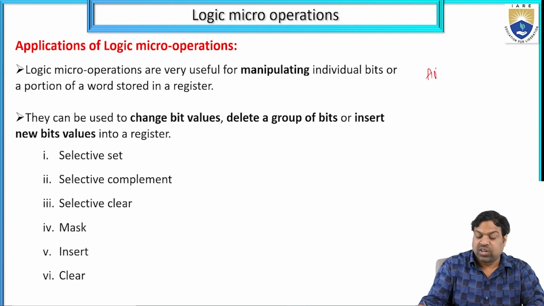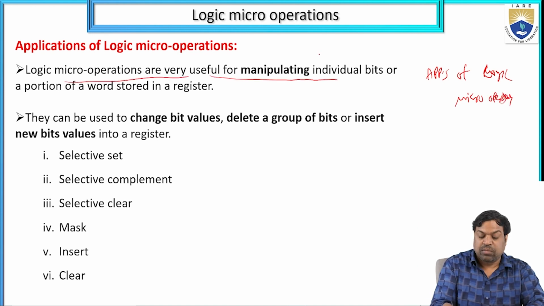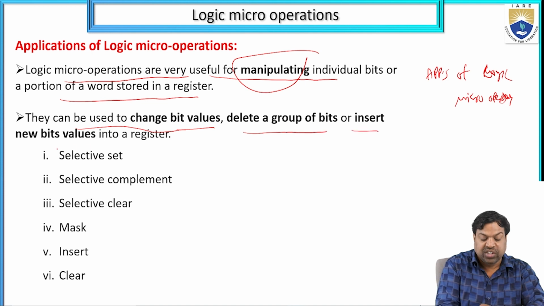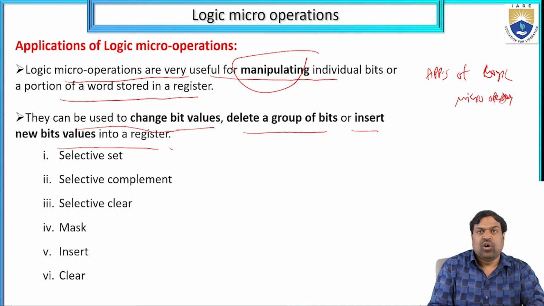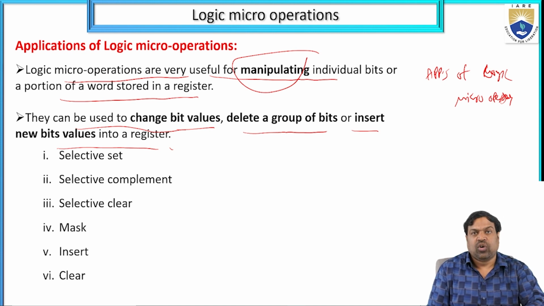So when I'm going for the applications of logic micro operations, these micro operations manipulate individual bits or a portion of a word. So they can be used to change bit values, delete a group, or insert new bits in the register. So how can we add, delete, edit, or change the register values? There are 6 techniques: selective set, selective complement, selective clear, mask, insert, and clear.